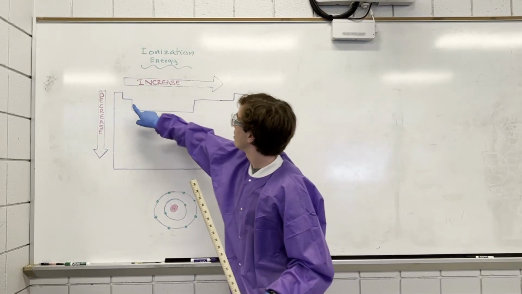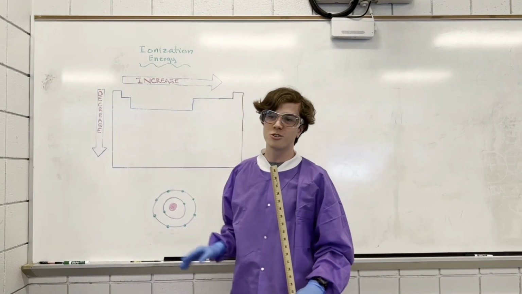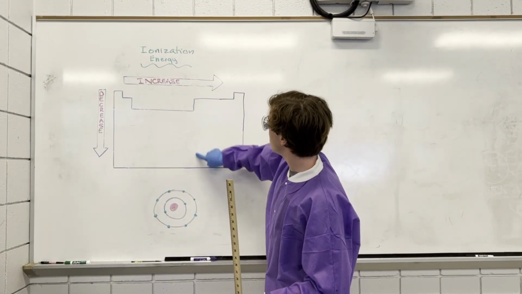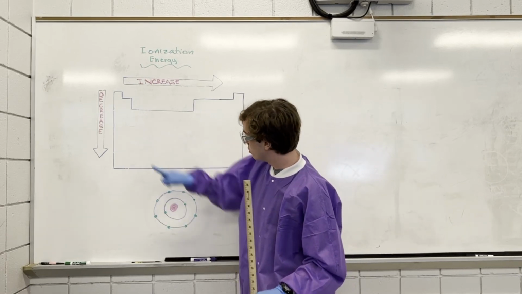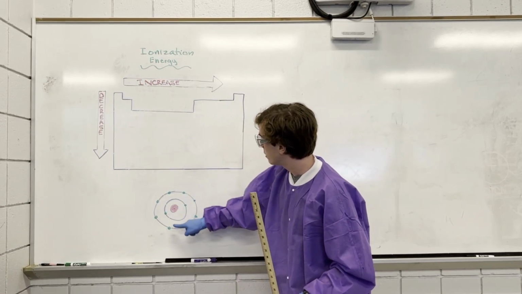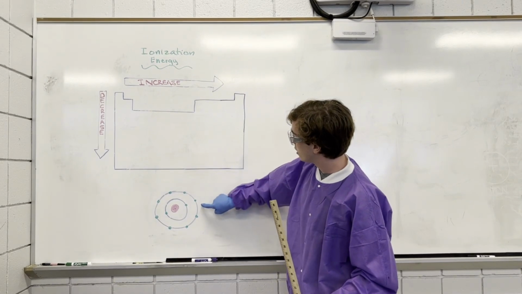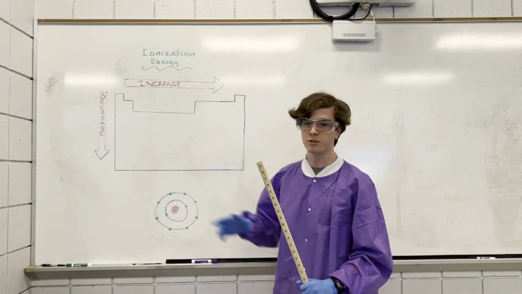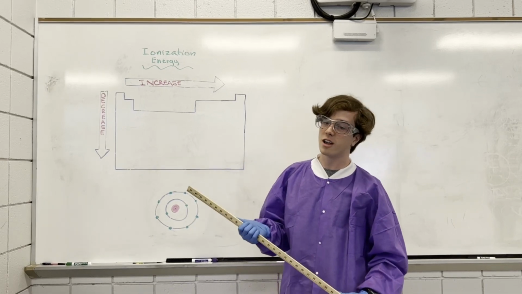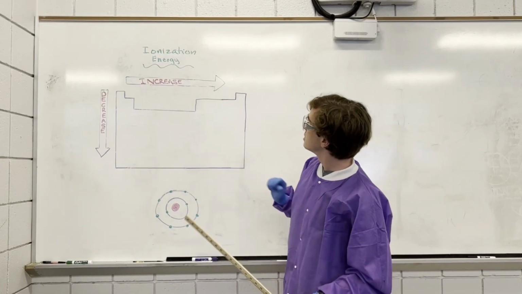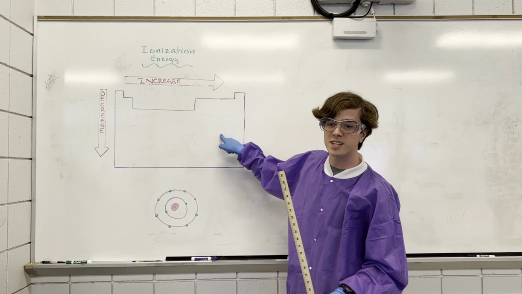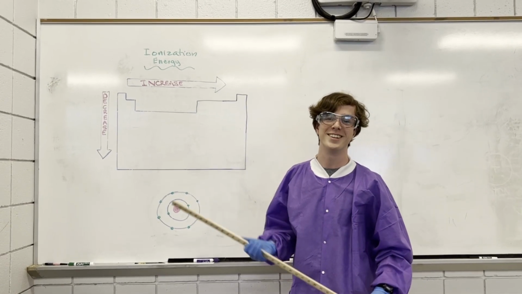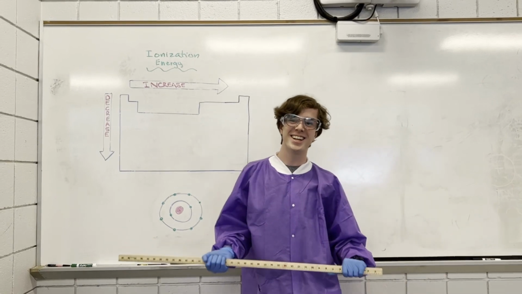Group 2 over here is harder to remove and has a higher first ionization energy than group 13 over here. This is because group 2 has this completely filled sublevel, whereas this one only has one electron in this outer sublevel, so that's easier to remove than this completely full sublevel. There's also another exception. Group 15 tends to be easier to remove than group 16 because group 15 has a completely half-filled electron sublevel. And that's ionization energy.